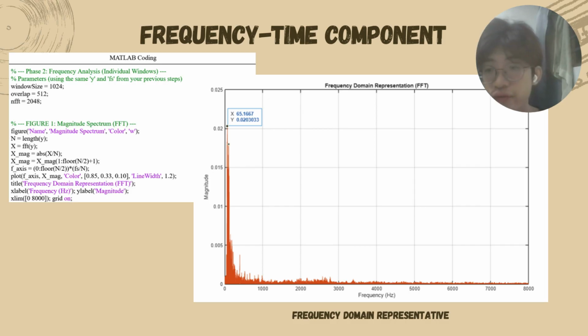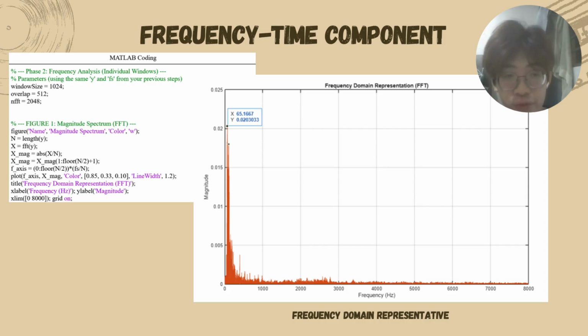So this is the frequency component. The graph shows the frequency domain representation of the signal. As you can see, the majority of the signal's energy is concentrated at the low frequency region, which is below 1000 Hertz. And the primary peak was identified at roughly 65 Hertz with a magnitude of roughly 0.02.